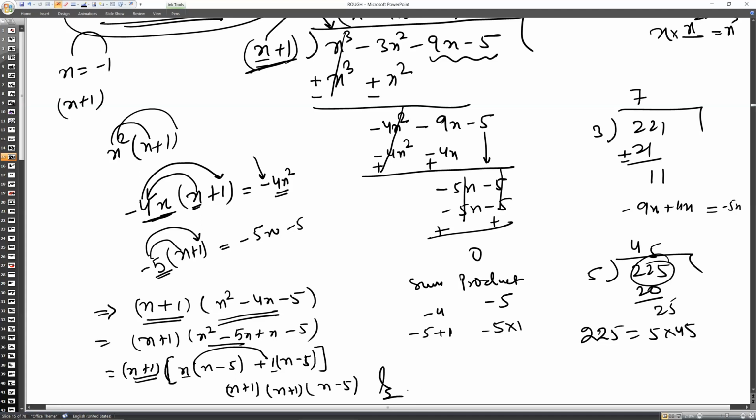Copy this one. And if you have not done this one, copy this one.